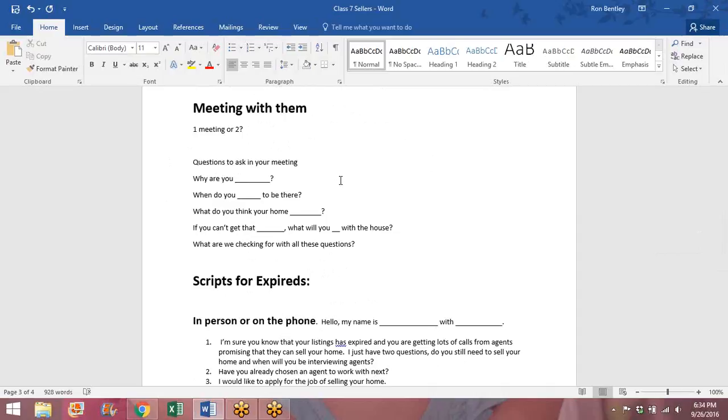And if you haven't talked about it, if it hasn't been listed, or it's not a for sale by owner, but you're just listing it, then what do you think your home would sell for? Or if it's been a for sale by owner, why do you think your house hasn't sold? And again, if I haven't asked this before, if I can't get that price, what will you do with the house? Find out about renting it. What are we checking for with all these questions? What is each one of those questions designed to find out?